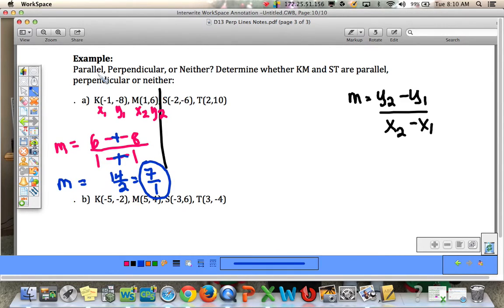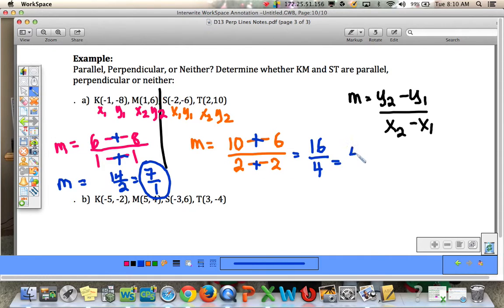Now, if it's parallel, it will have the same slope. If it's perpendicular, it'll be flipped and negative. Otherwise, it's neither. So let's use the slope formula for the second line. Label it x1, y1, x2, y2. Our slope is y2 minus y1 over x2 minus x1, so 2 minus a -2. Again, when you have minus a negative, that turns into a positive. And we have 16/4, and that reduces to 4/1.